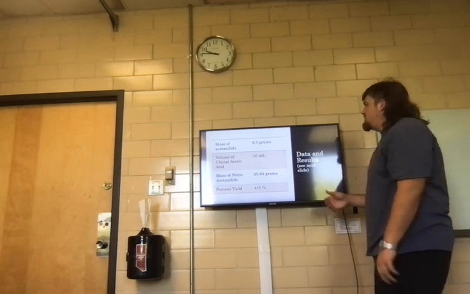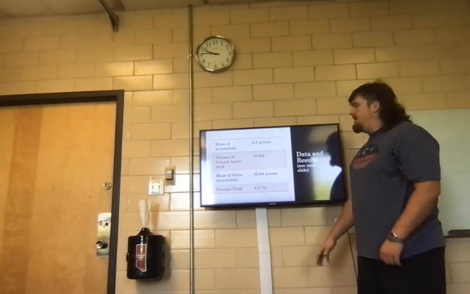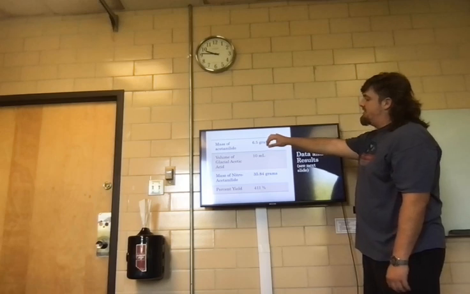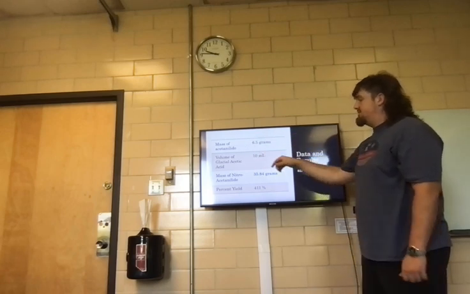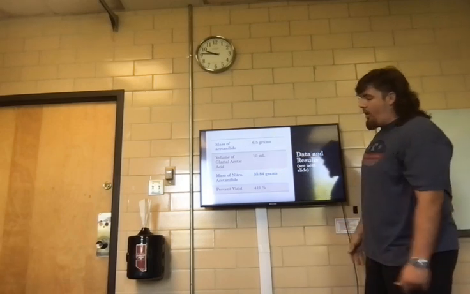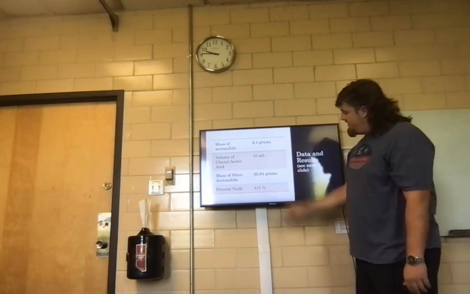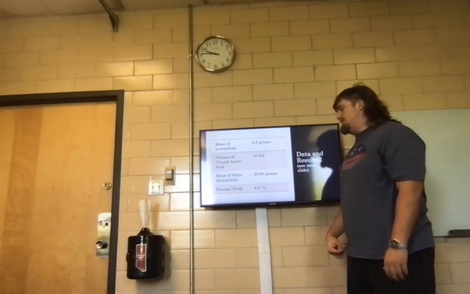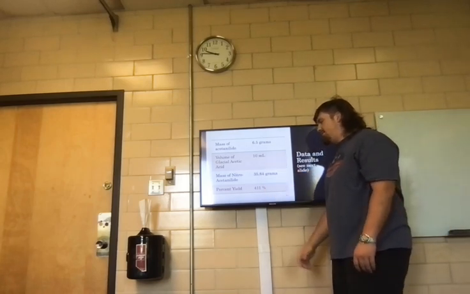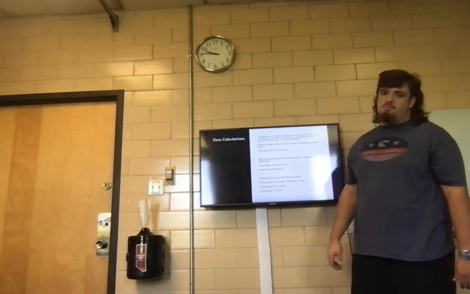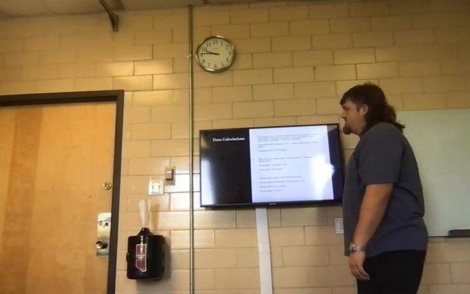Okay, so here we have our data and our results. As Ashton said, we used 6.5 grams of acetylenolide and 10 milliliters of glacial acetic acid. What we produced was 35.84 grams of nitroacetylenolide, and our percent yield was 411%. To get these numbers, these are our calculations.